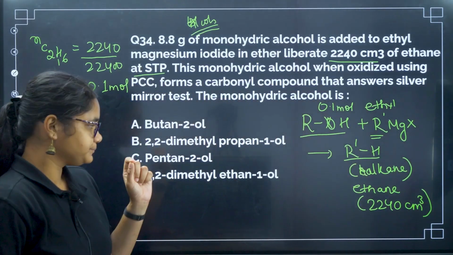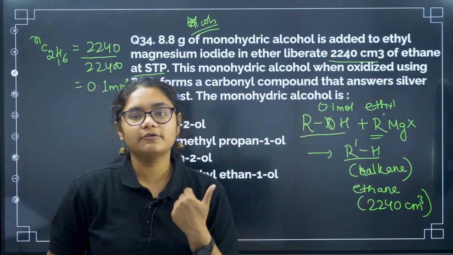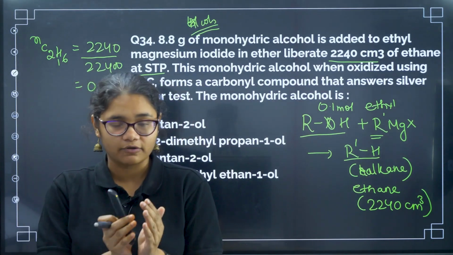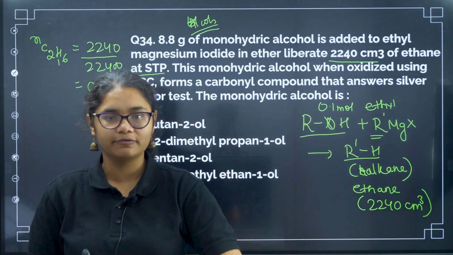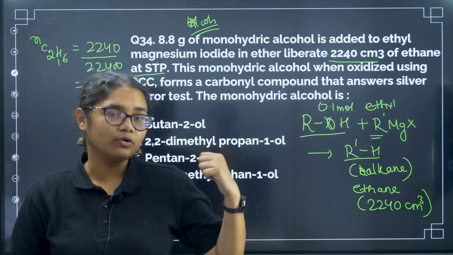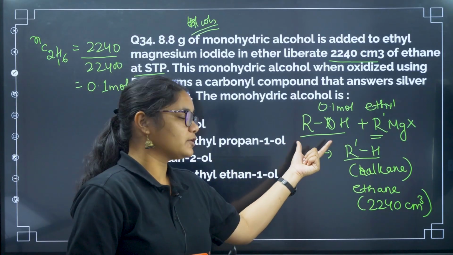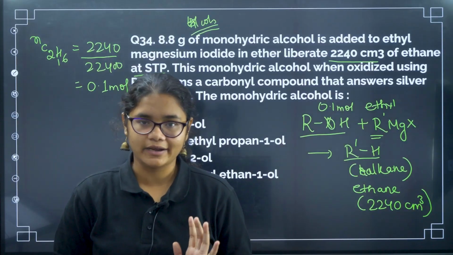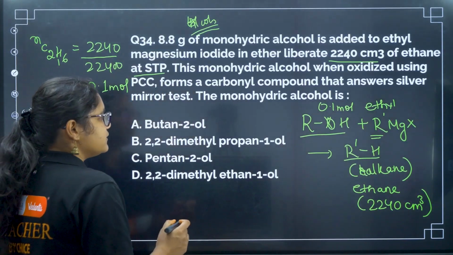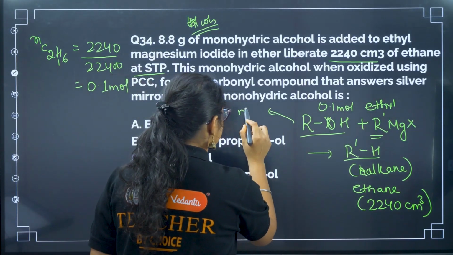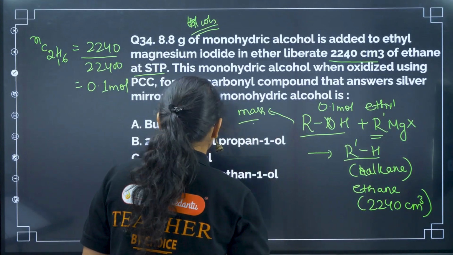Once again, see here, 1 mole of alcohol reacts with 1 mole of Grignard reagent to give you 1 mole of alkane. If the moles of alkane produced is 0.1 mole, then the moles of alcohol must be 0.1 mole. Now we have been given the mass, so we can calculate the molar mass of this one.